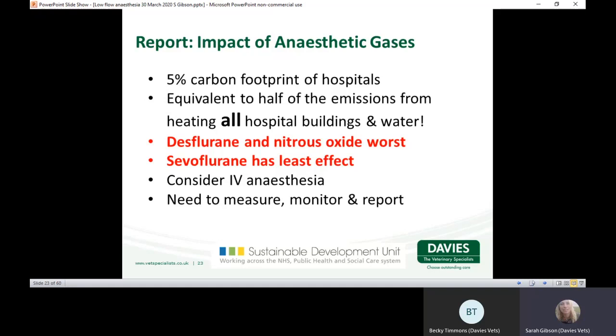They advise consideration of intravenous anaesthesia and the need to measure, monitor and report our use. For us in veterinary practices, volatile anaesthetic agents will make up a large part of our carbon footprint, and this is something we can easily reduce straight away by using low-flow anaesthesia.